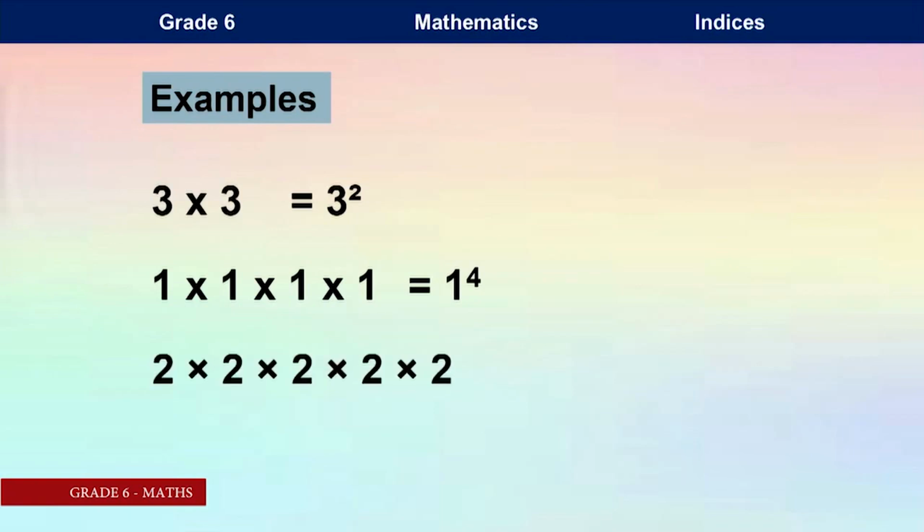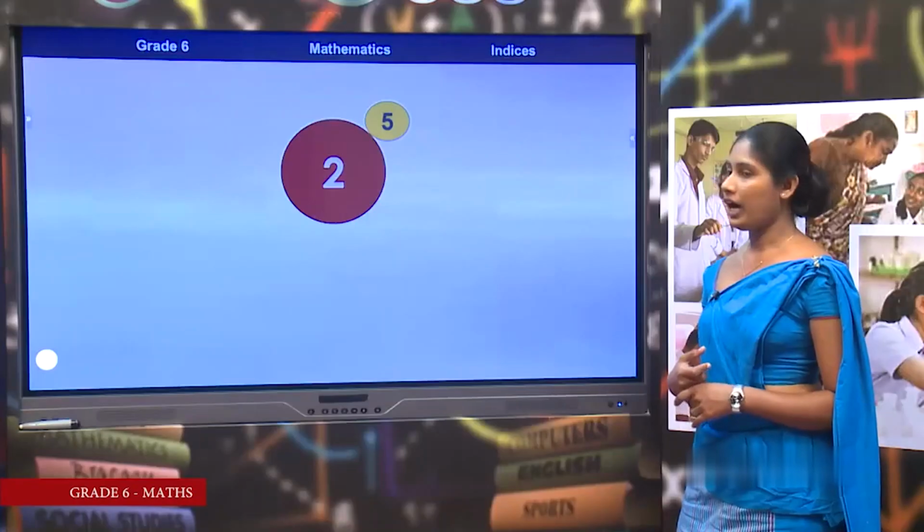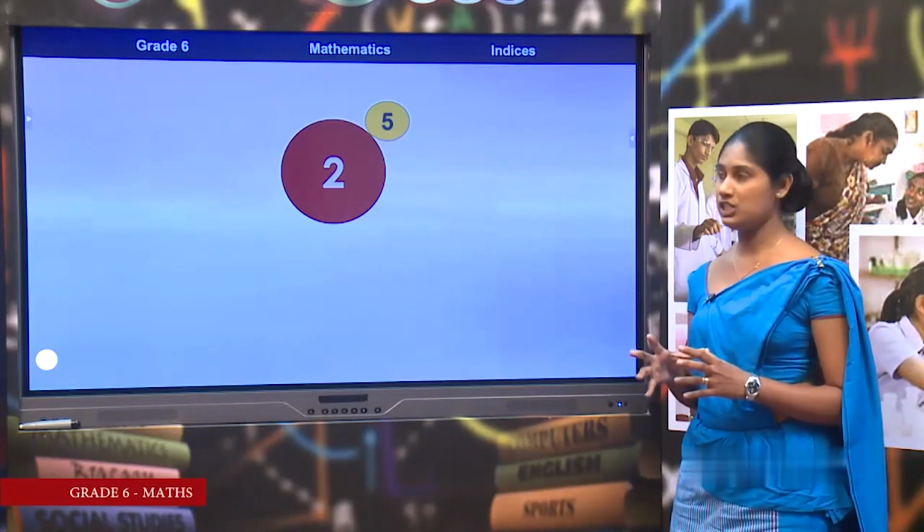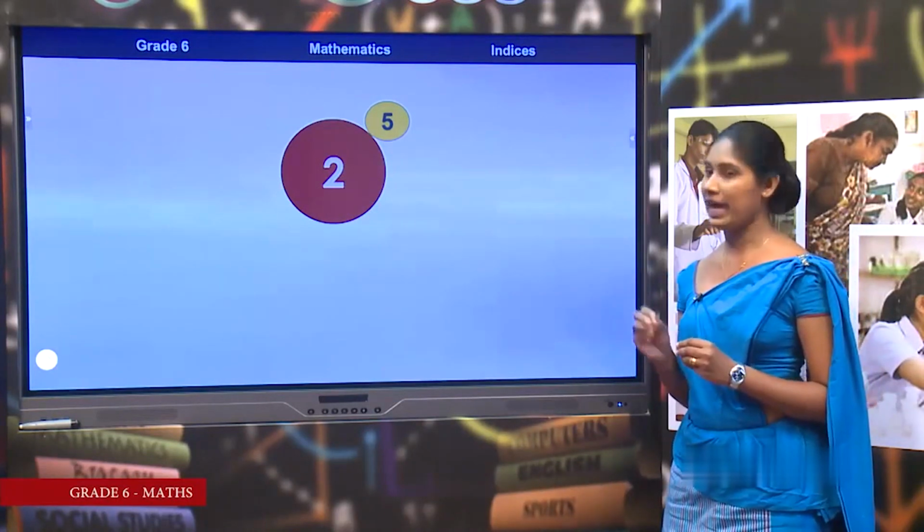Then, how many 2's are there? It is very inconvenient when we write this again and multiply. So, we can write this using only one 2. So, how many 2's are there? 1, 2, 3, 4, 5. Then we can write this 5 on the top right side of this 2. Okay. Then I have taken 2 and 5 here. You can see 2 is larger and 5 is smaller than 2.